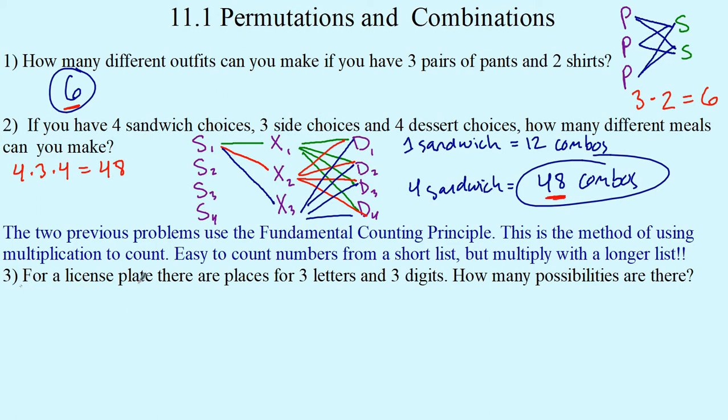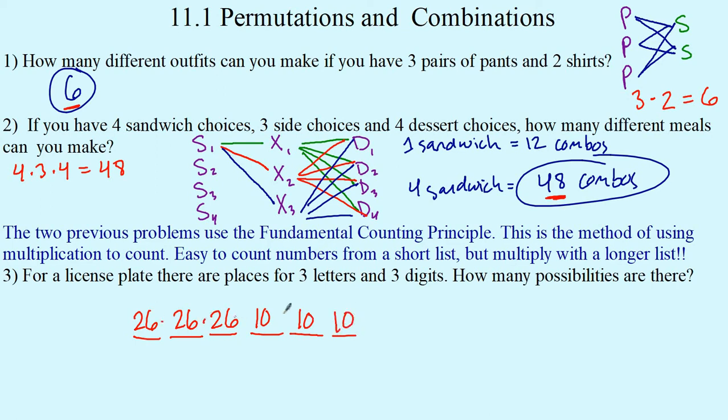All right, for number 3, we have a license plate. We have 3 letters and 3 digits. So, letter, letter, letter, digit, digit, digit. Okay, well, how many letters can I choose from? Well, there are 26 letters in the alphabet. That's the first choice, the second choice, the third choice. Then digits. Well, there are 10 digits. Don't forget to count 0, right? 0 to 9. So there are 10 digits.